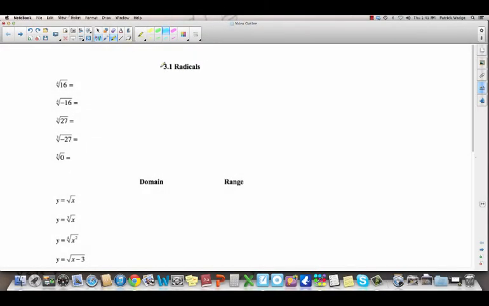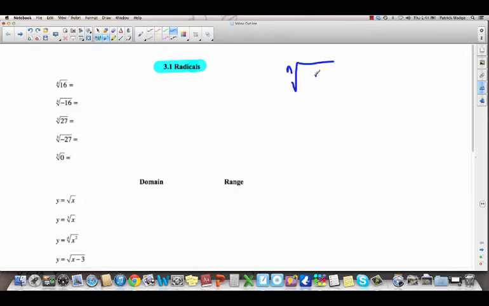Okay, chapter 3 starts with 3.1 radicals, which is a bit strange that we have this section here because it's a lot of review from grade 11. It's also quite a bit of review from chapter 1. So, let's get going. And I think you'll see that you know a lot of this stuff.